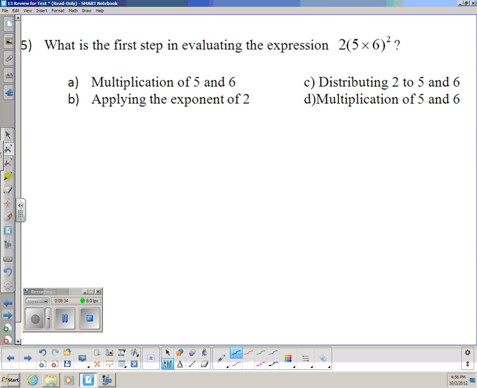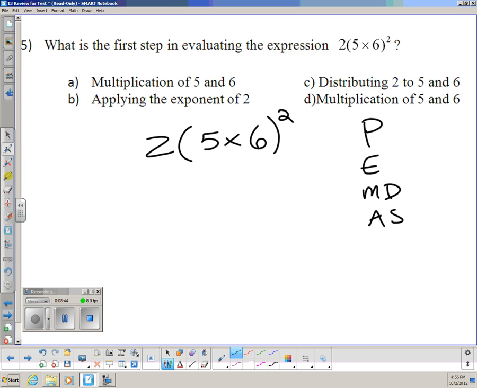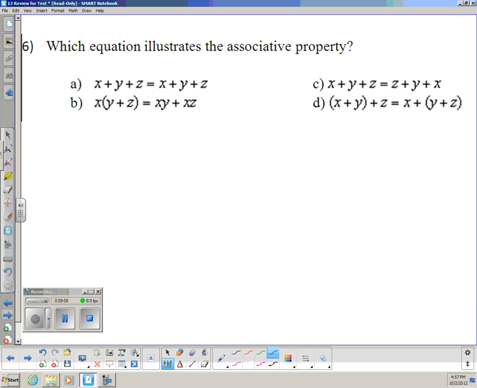Number 5, what is the first step in evaluating the expression 2 parentheses 5 times 6 squared? If I use PEMDAS, PEMDAS says I must do what's in parentheses first. So inside the parentheses, I have a problem to do. It's 5 times 6. That would be my first step. So I realize I accidentally typed the correct answer twice, so you could have had A or D. Number 6.